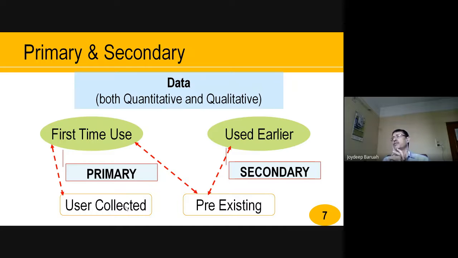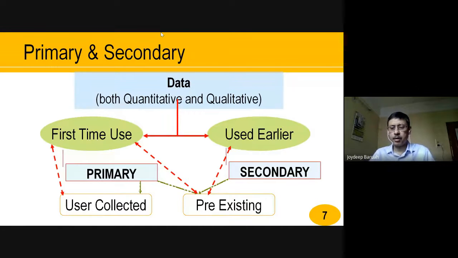So for history, archival records and other such documents which are pre-existing can also be considered as primary source or primary data. All right, this is about the use, whether it is first-time use or second-time use. It's a very subjective kind of thing. Somebody can feel that this is not primary and treat it as secondary data, but in some disciplines, they can consider it as primary data as well.